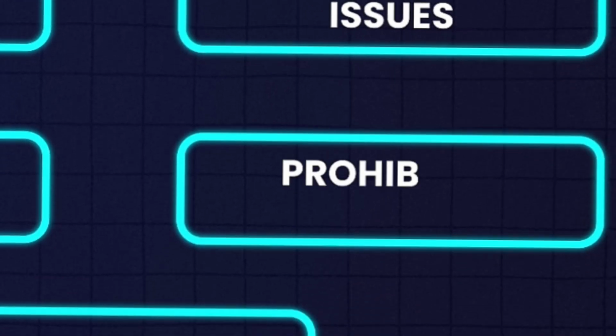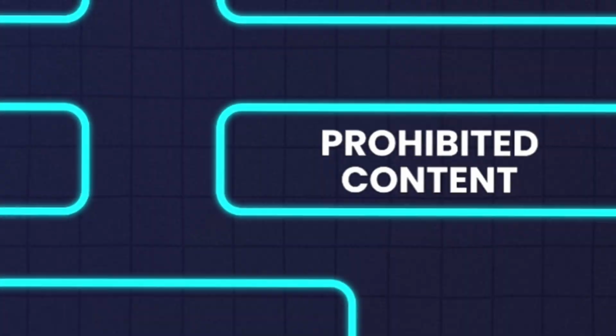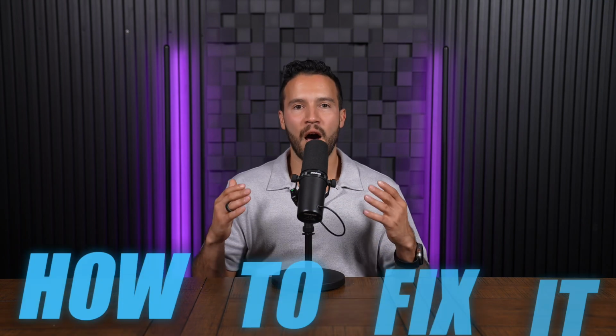Seventh is prohibited content. This includes restricted services, inappropriate content, or a misrepresentation of your business. And finally, Google might suspend profiles that haven't been claimed or show no activity for extended periods. The most frustrating part: sometimes Google doesn't even tell you exactly why your profile was suspended. Now let's focus on how to fix it.